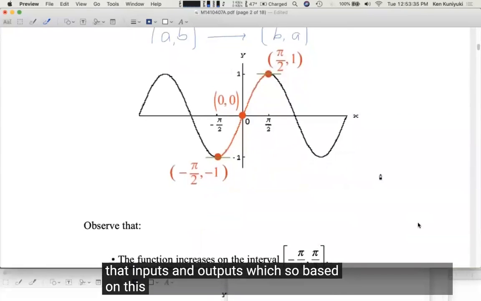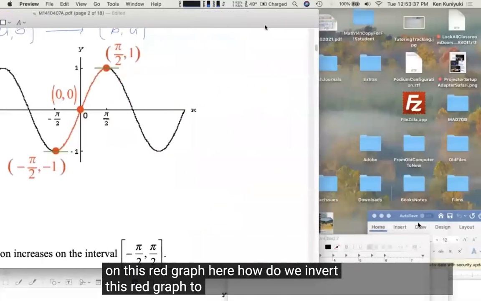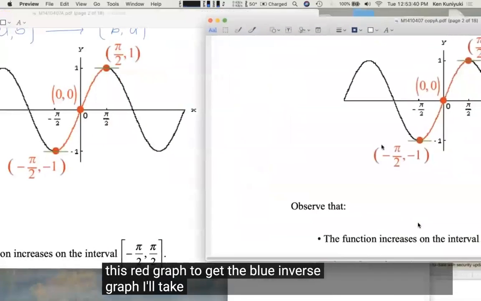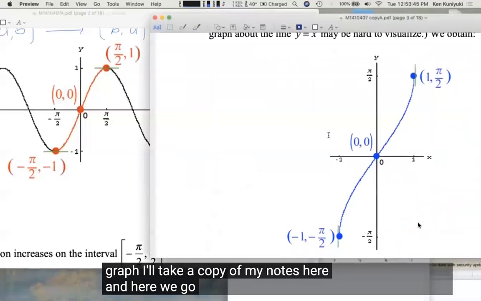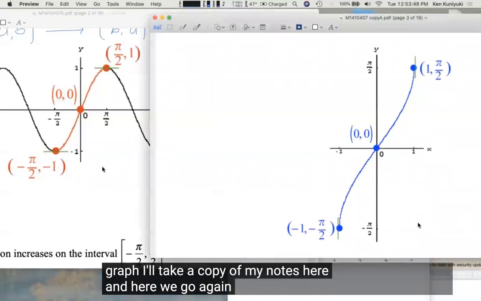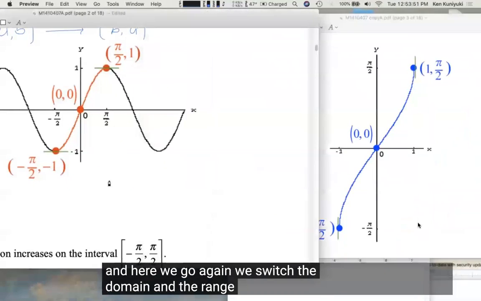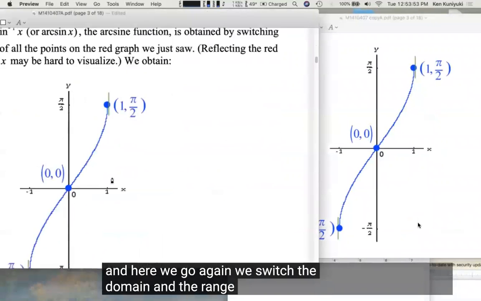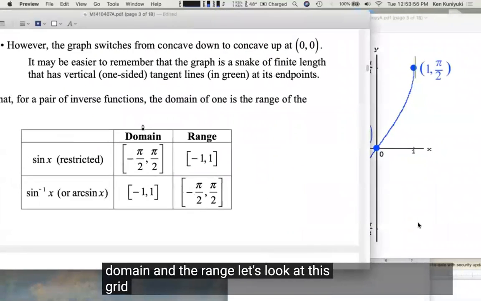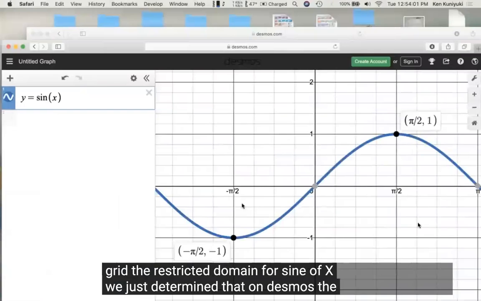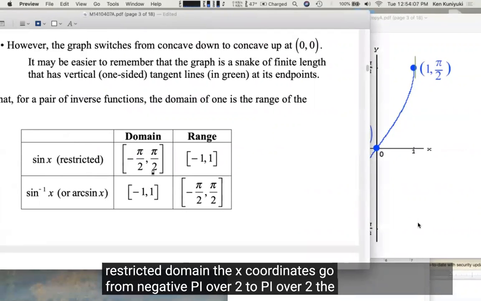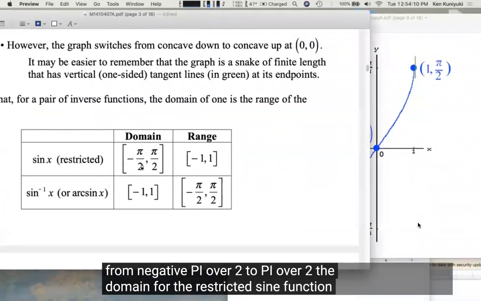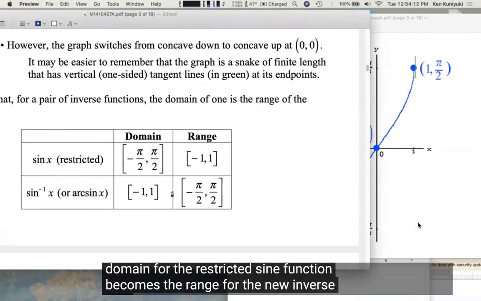So based on this red graph here, how do we invert this red graph to get the blue inverse graph? I'll take a copy of my notes here. And here we go. Again, we switch the domain and the range. Let's look at this grid. The restricted domain for sine of x, we just determined on Desmos: the x-coordinates go from negative pi over 2 to pi over 2. The domain for the restricted sine function becomes the range for the new inverse sine function.